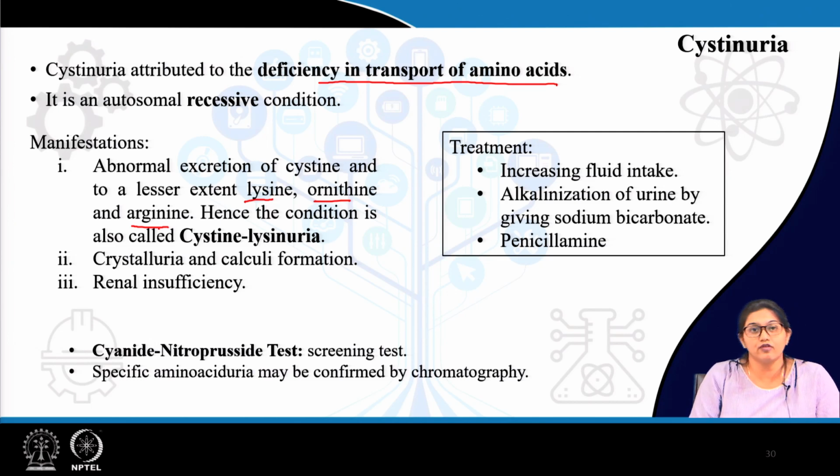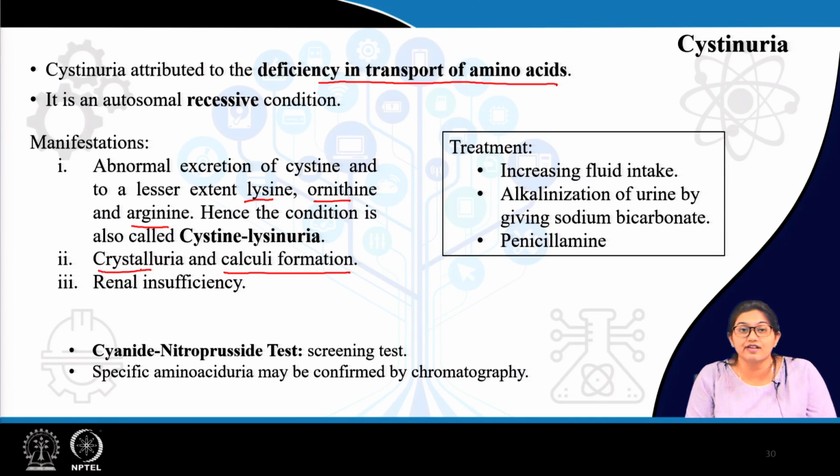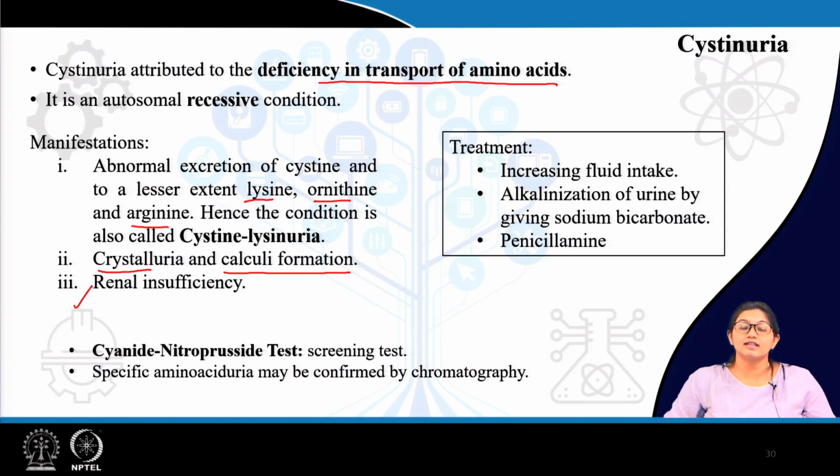It is also of autosomal recessive pattern. What you will get, because these cystine and lysine are excreted in urine, cystine crystals will be deposited in kidney, forming calculus, as well as crystals will be excreted in urine, and in severe cases these crystals when deposited will cause renal insufficiency.